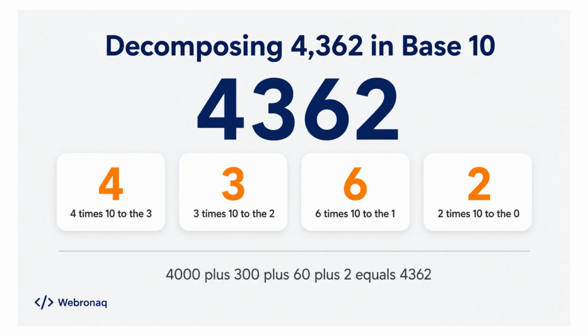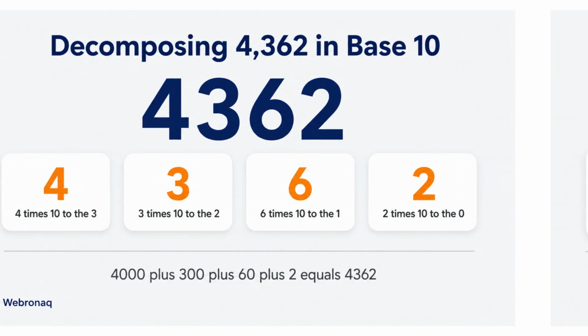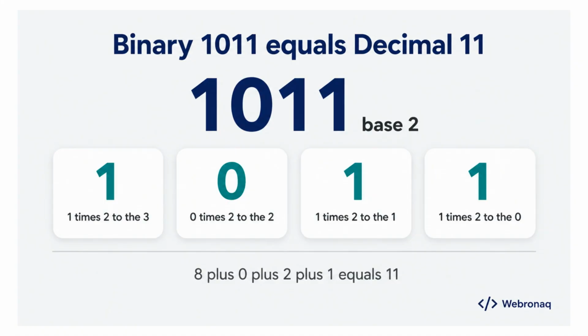Now here is the exciting part. That exact same logic works for any base at all, not just base 10. Now let us change the base, and watch the same rule hold up perfectly. Take the binary number 1011, that is base 2, so the only digits allowed are 0 and 1. Reading from the right, the rightmost digit is 1 at position 0. 1 times 2 to the power of 0 equals 1. Next is 1 at position 1. 1 times 2 to the power of 1 equals 2.